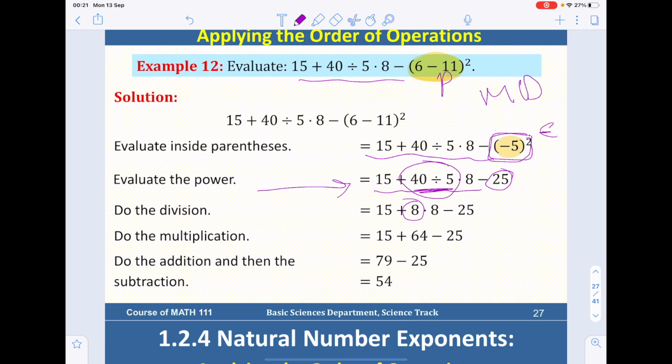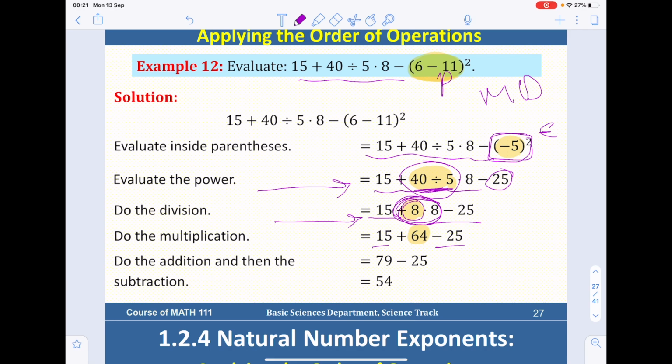So I'm going to just remove this one and put 8 instead, then I'll put the rest as it is. Now, read this statement from left to right. You will see that you have the multiplication, 8 times 8. So just remove the 8 times 8 and put 64. And just put the rest as it is.